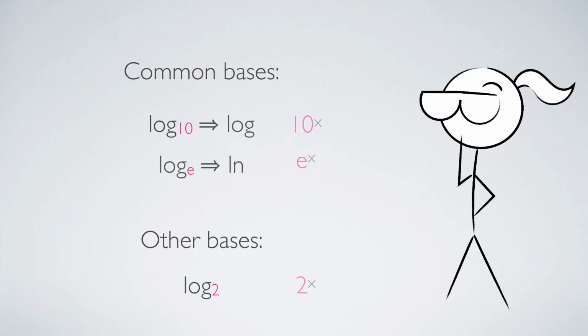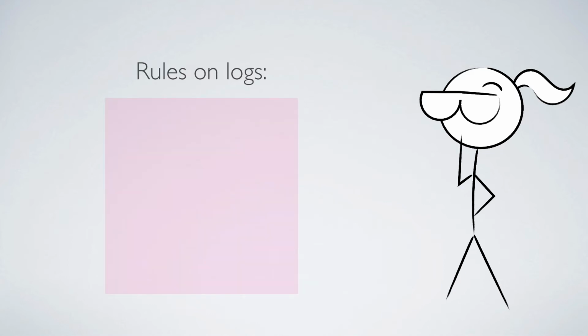Part of the reason that logs are so useful is because we have some rules about how we can combine them and how they behave with each other. So first off, the log to the base anything of 1 is always 0. It could be log to the base 17 of 1, 0. Log to the base e of 1, 0. Log to the base anything of 1 is 0.